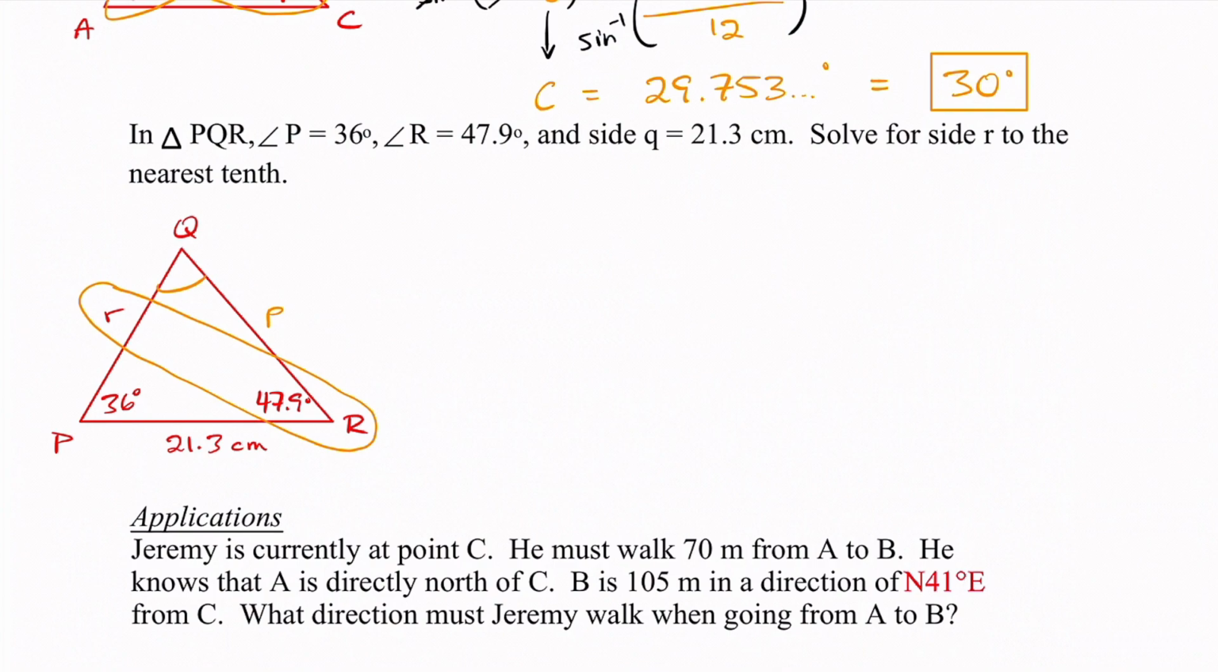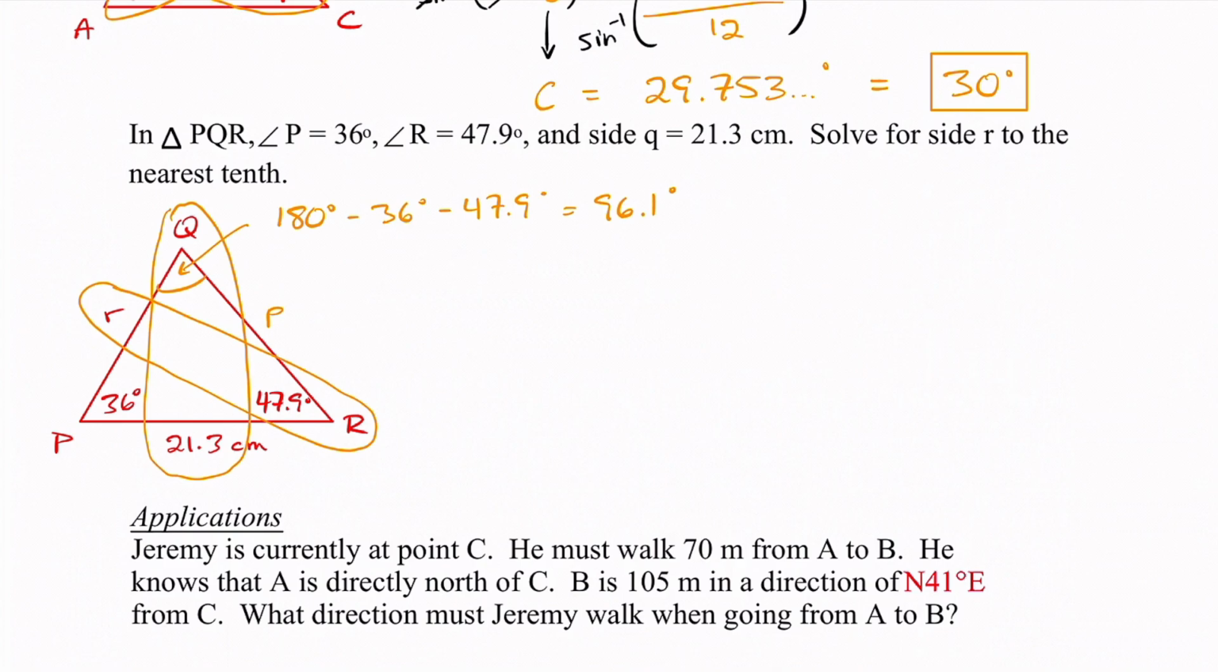Now one of those options is going to be easier than the other, and that is going to be finding this angle Q. Always try to find an angle instead of a side. It's going to be way easier. So I know that there's 180 degrees in a triangle, and if I remove these two other angles, it'll just give me what's left in this angle. So 180 degrees minus 36 degrees and minus 47.9 degrees, that is going to give me 96.1 degrees.